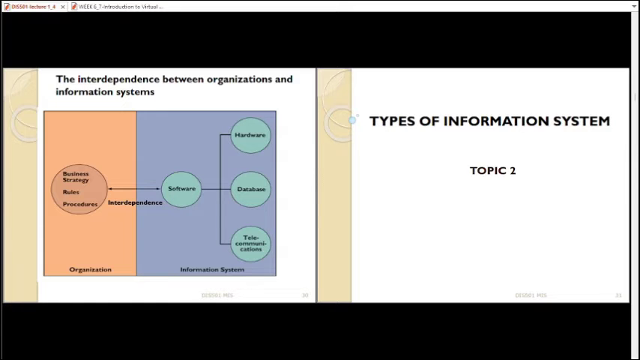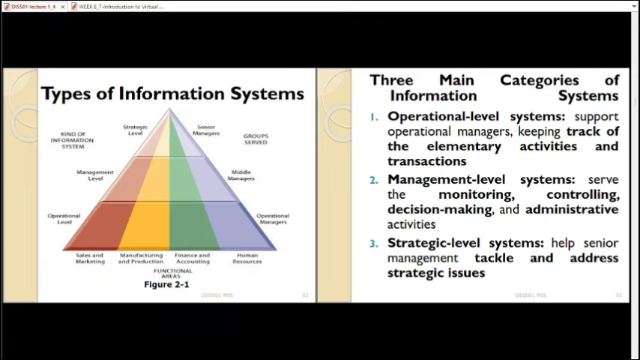Now, moving on to different types of information systems, because if you look at the organization, we have different levels, and these are mostly the three levels. We talked about operational, management, and strategic. We have to look at it from such a dimension. Each one of these levels has a different information system.